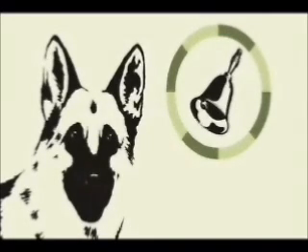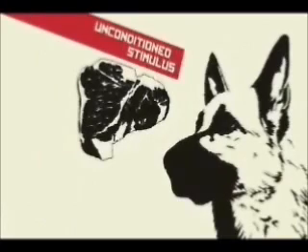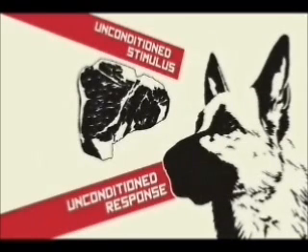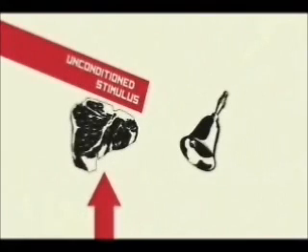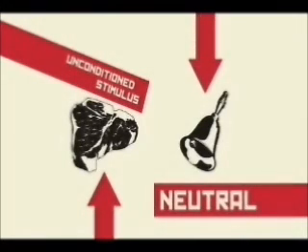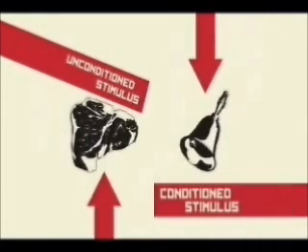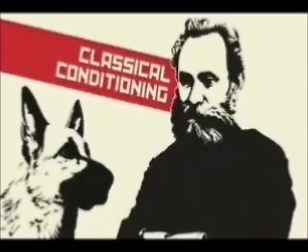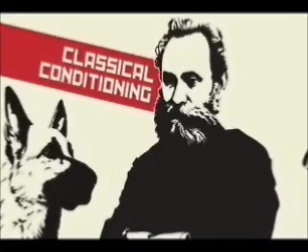So, we call the food an unconditional stimulus, and we call salivation the unconditional response. However, when we pair an unconditional stimulus, like food, with something that was previously neutral, like the sound of a bell, that neutral stimulus becomes a conditioned stimulus. And so, classical conditioning was discovered. We see how this works with animals. But how does it work with humans? In exactly the same way.